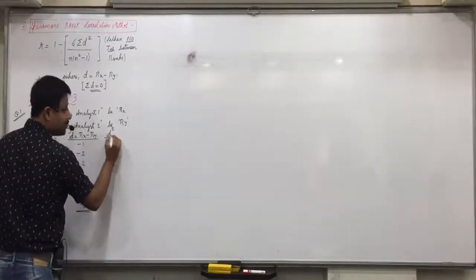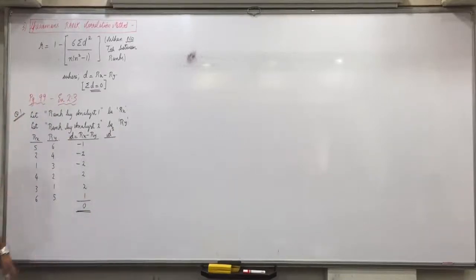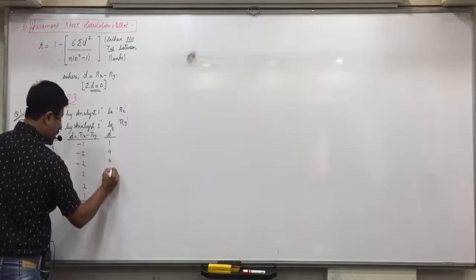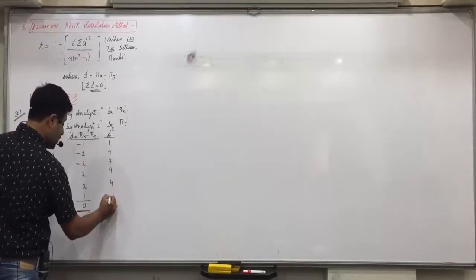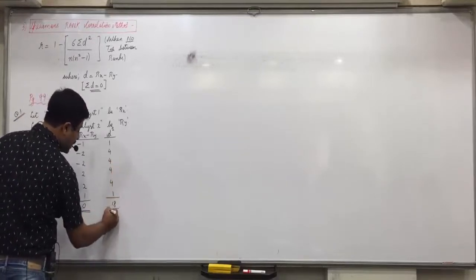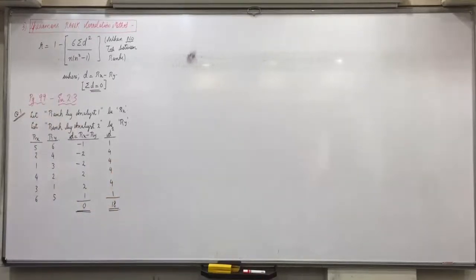D square. Now we have to square these values. So 1 square is 1, 2 square is 4, 2 square is 4, again 4, again 2 square is 4, and 1 square is 1. So 1, 2, 3, 4, 16, 17, 18. What is sigma D square? 18. Anyone having any doubt in this?